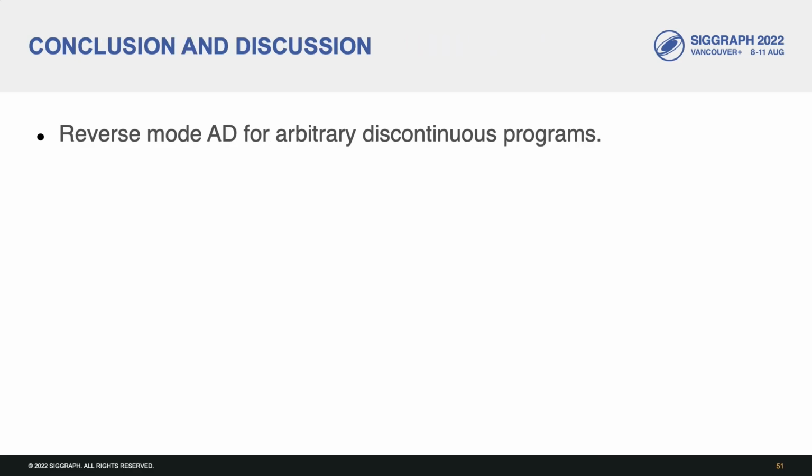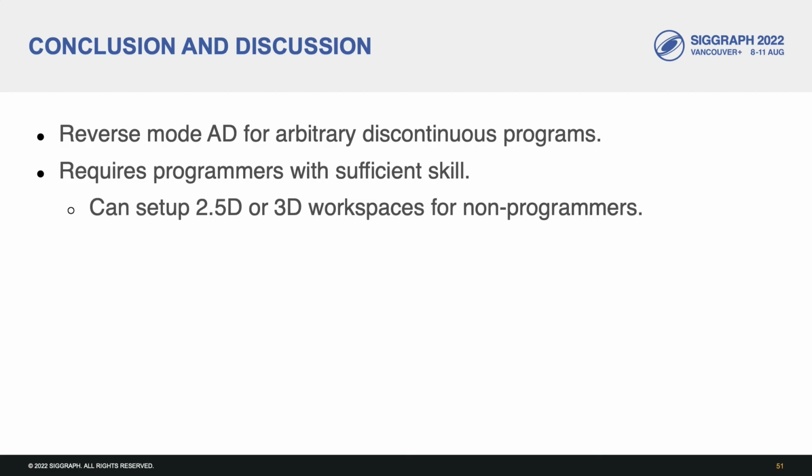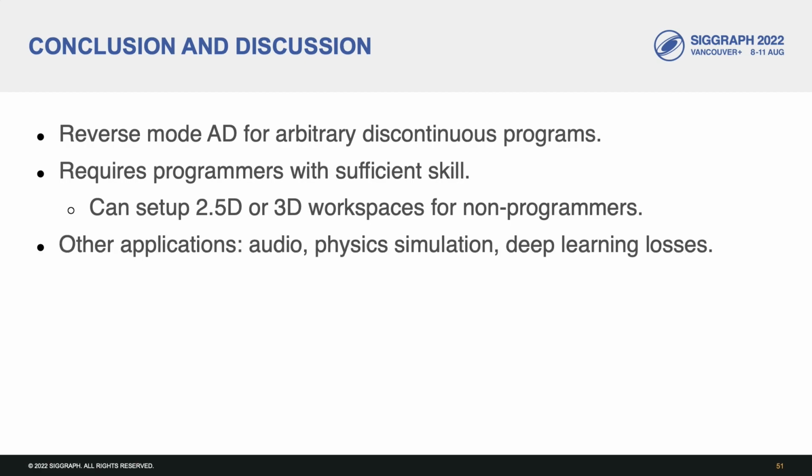In conclusion, we introduced this framework, A delta, that extends reverse mode AD to handle discontinuous programs. Our current framework requires a programmer with sufficient skill to abstract the scene and code in our DSL. For future work, we can set up some 2.5D or 3D workspace, such that non-programmers are able to optimize their scene using basic primitives.